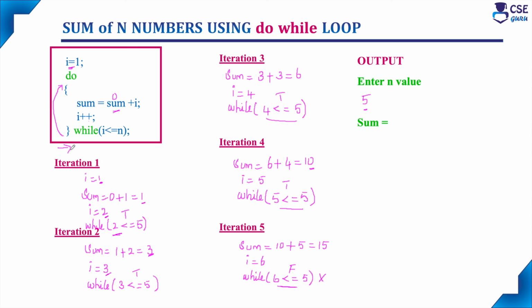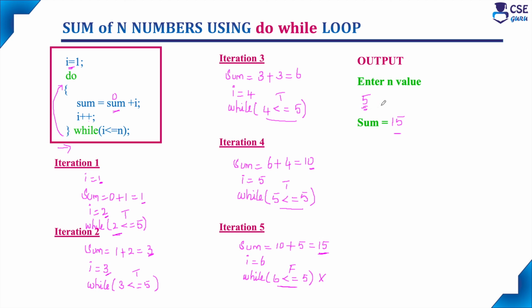The next statement uses the printf statement to display the sum value. The sum value in the last iteration is 15. So now we will get the output as 15. Sum is equal to 15. So this is the output we will get for the n value 5.